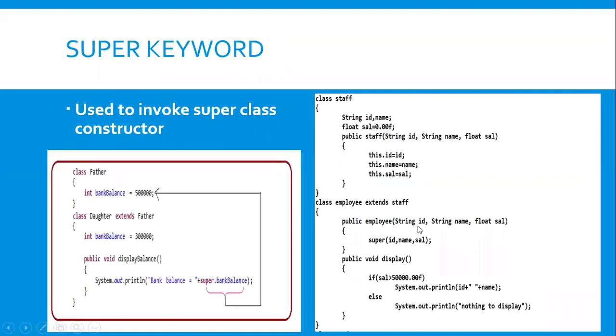Okay, so employee has a string ID, name, and salary. Here, employee is not interested in initializing the variables inside his class. He wants to use the staff class, which is his parent. Here, employee is directly giving the responsibility of initializing the variables to his parent. Employee is not at all interested in initializing variables on his own.